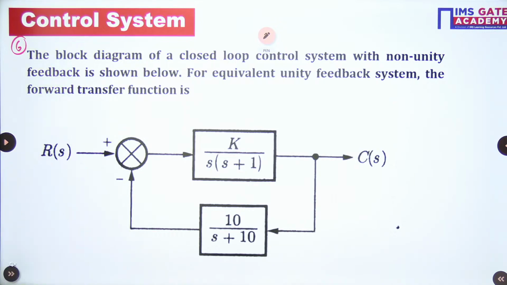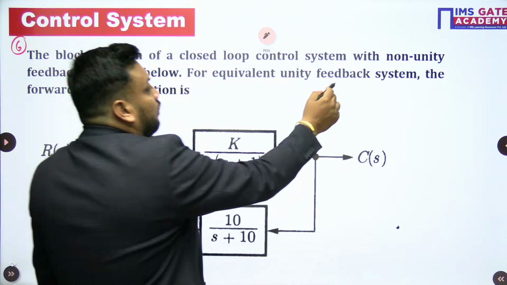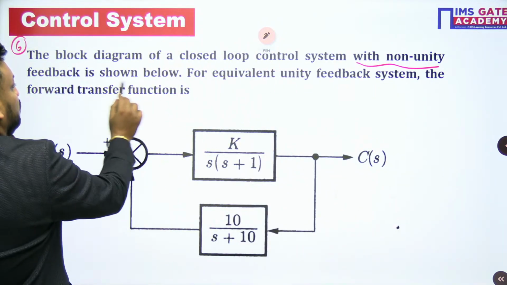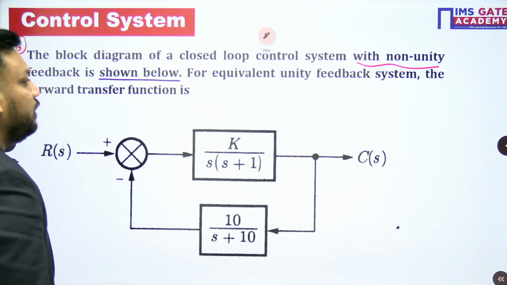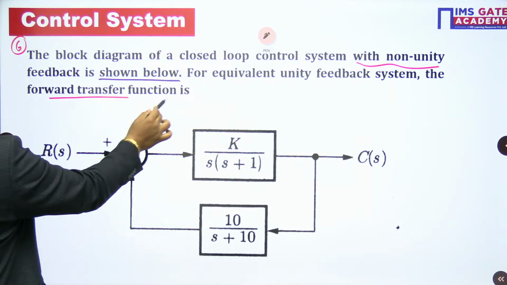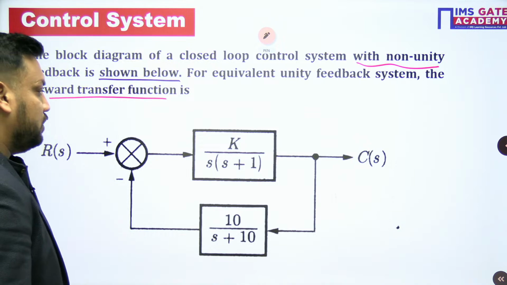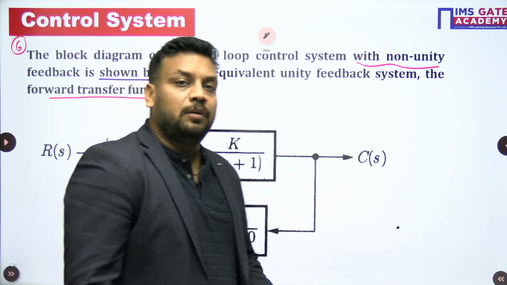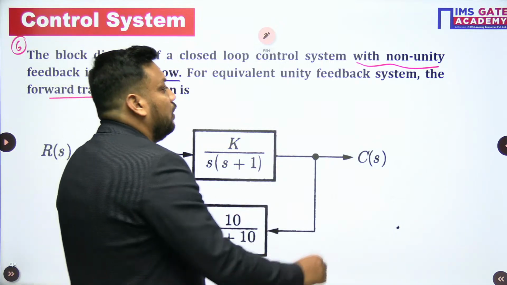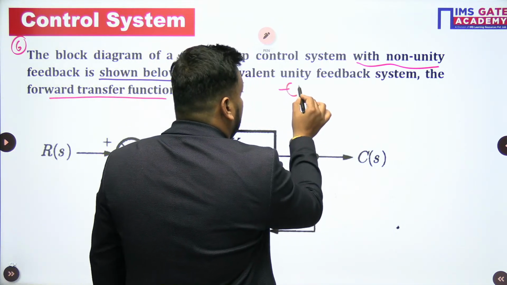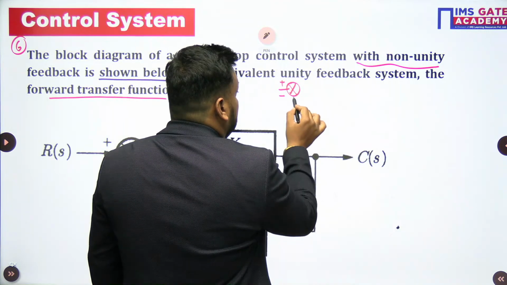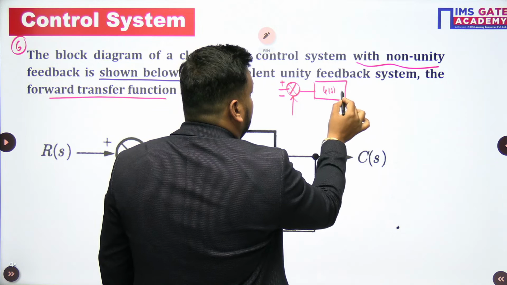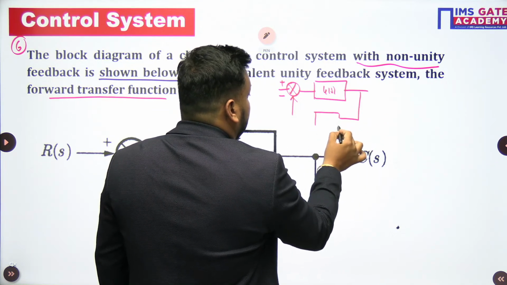The block diagram of a closed loop control system with non-unity feedback is shown below. For the equivalent unity feedback system, the forward transfer function is? Very good question, guys. How many of you remember how to convert a non-unity feedback to a unity feedback system? I hope you remember, we did this earlier. So it is plus minus, guys. This block is G of s, and this is H of s.